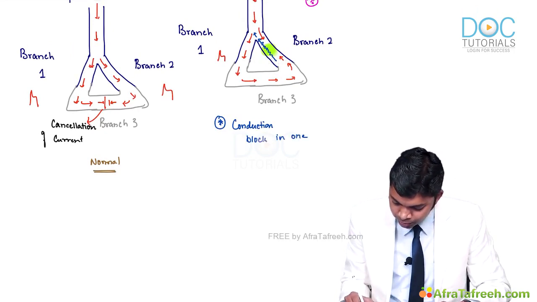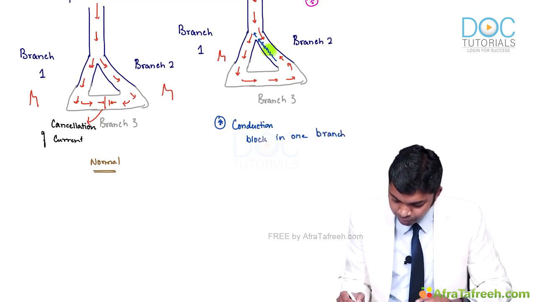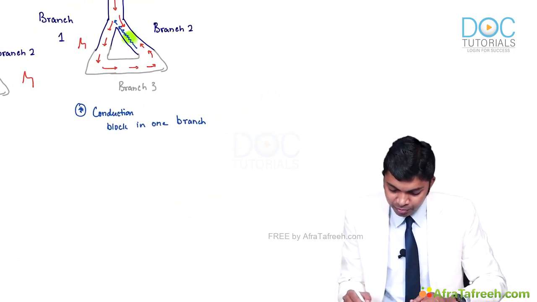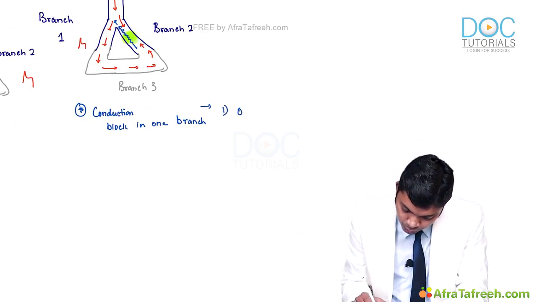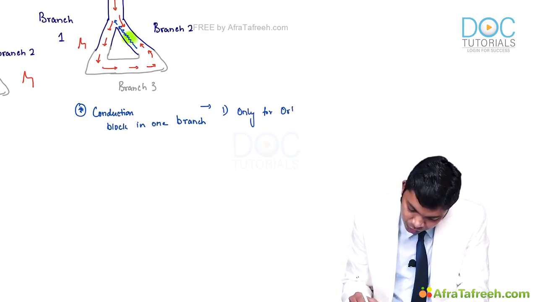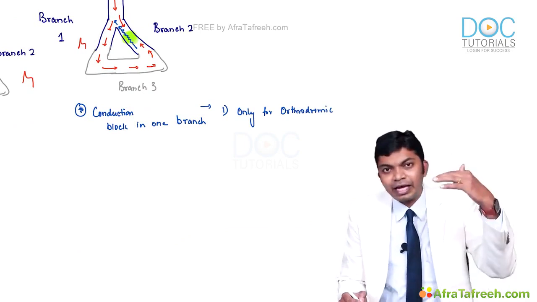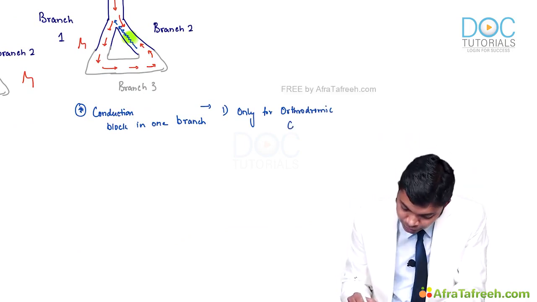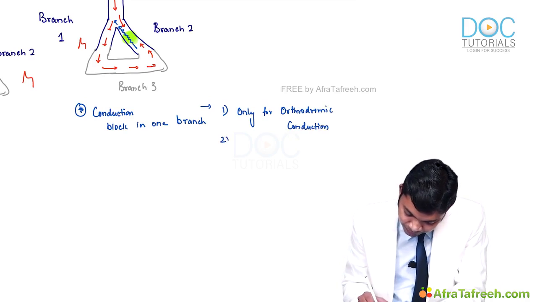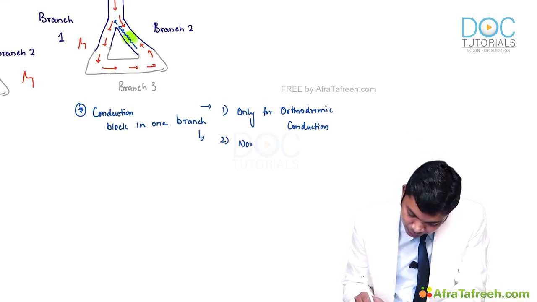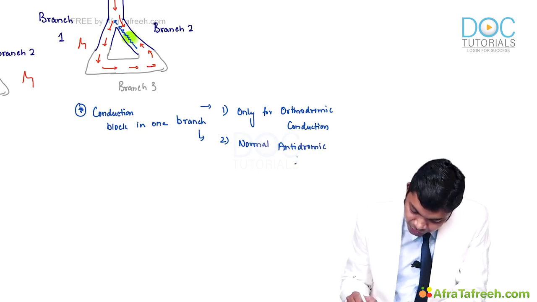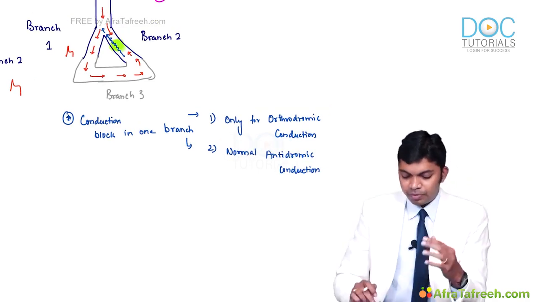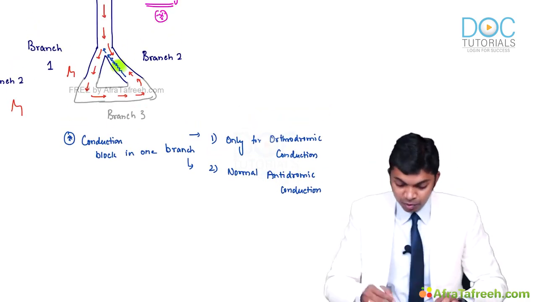In one branch, and if you consider the conduction block, this is very specific, doctors, isn't it? Number 1, the conduction block is only for orthodromic, that is antegrade conduction, only for orthodromic conduction, whereas there will be absolutely normal antidromic conduction, right. So the first pathology is conduction block, doctors.